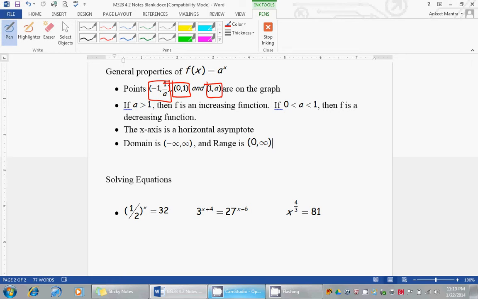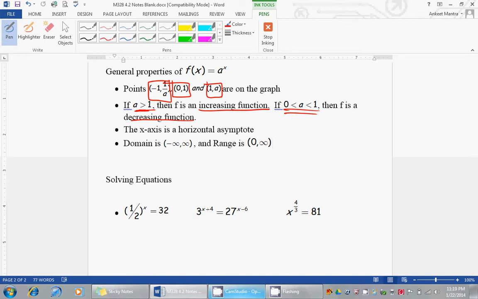Now, we kind of hinted at this earlier, but if a is greater than 1, then we say that f is an increasing function. The graph constantly kept getting larger and larger, it curved upwards. And if a was between 0 and 1, then we had a decreasing function, right? The values just kept getting smaller and smaller and smaller as x got bigger.